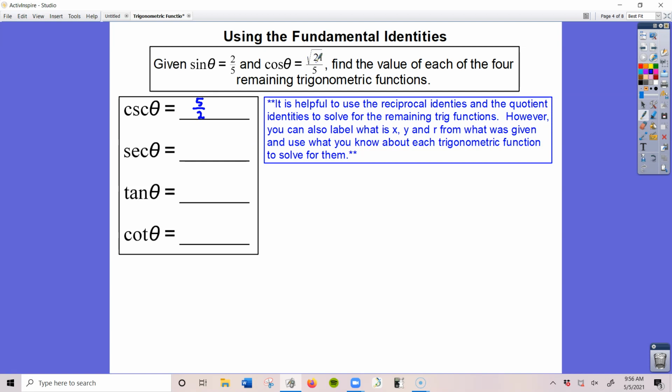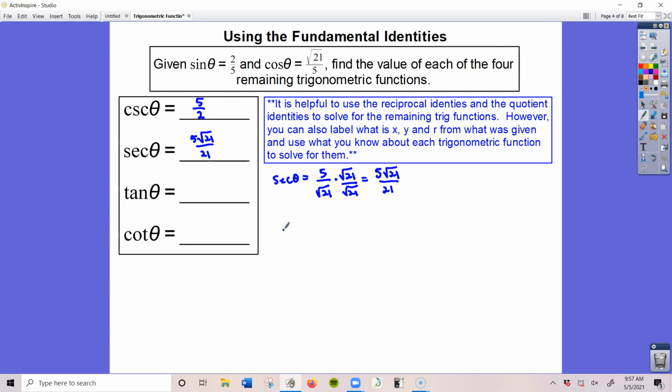Cosine is the square root of 21 over 5, and since secant is the reciprocal, that means that secant would be 5 over the square root of 21, which we would have to rationalize. So we would get a value for secant as 5 square root of 21 over 21. Now, to find tangent and cotangent, I have two options here that you can use. I'm going to show you one with tangent and then the other option for cotangent.